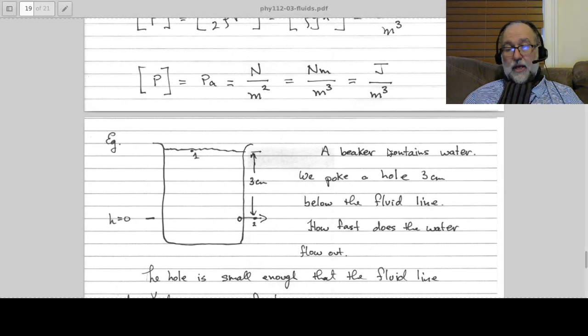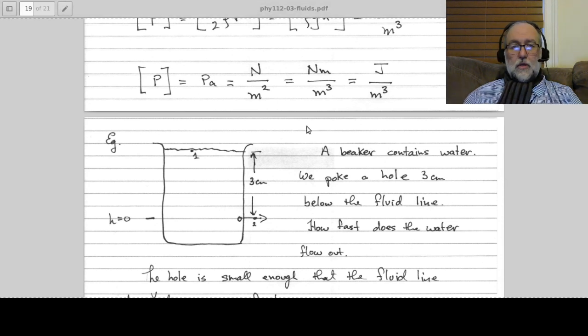Bernoulli's principle can be very tricky, so we're going to do two problems, and I'll try to make sure we nail all the subtleties of it. Okay. So what do I have here? I have a beaker of fluid, and I don't know what fluid I'm using here.